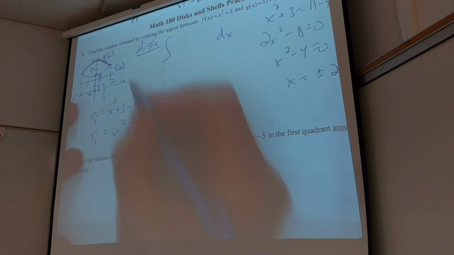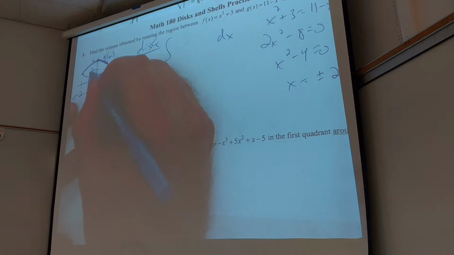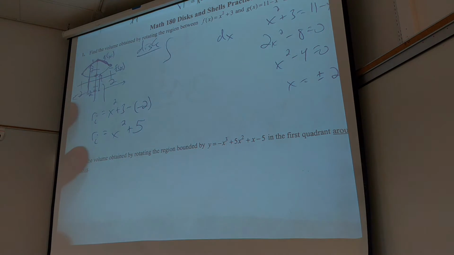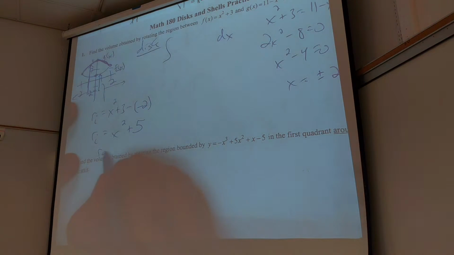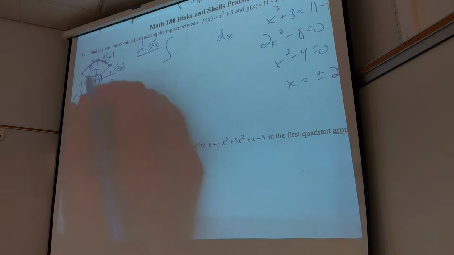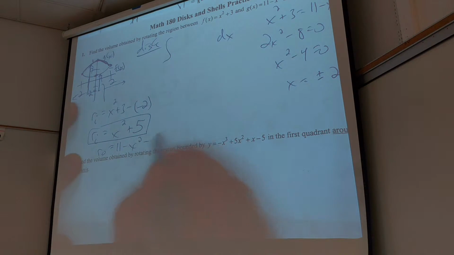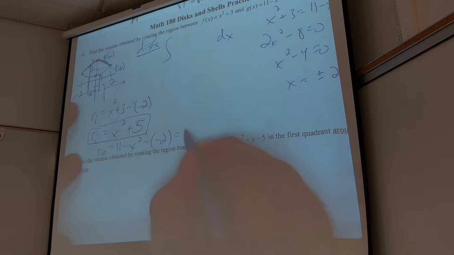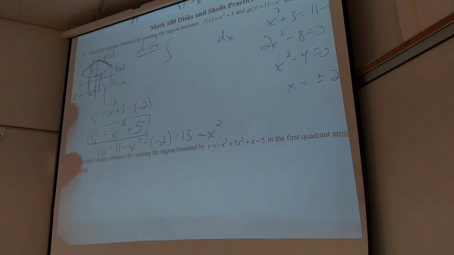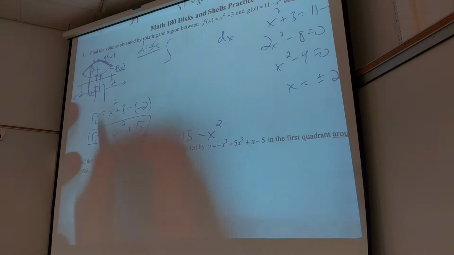So what about the outer radius? Again, start here, go all the way out until you hit the outer edge. So what's my outer radius? Yeah, so it'll be 11 minus x squared, that's bigger, minus -2. So it'll be 13 minus x squared. So basically both of them are 2 bigger than they would have been.